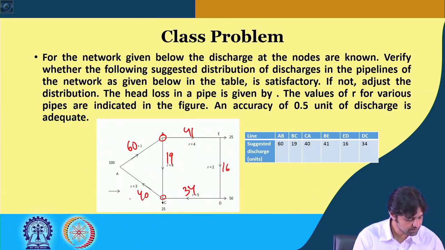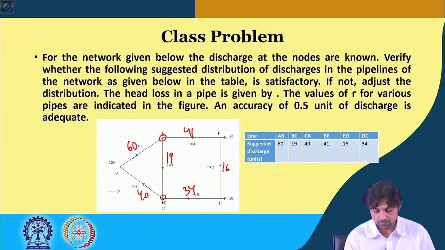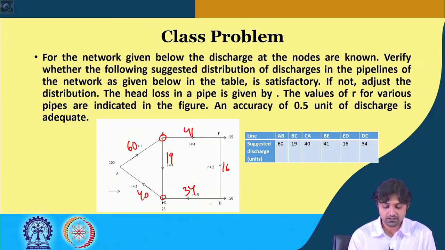So I think there is a little problem here, DC 34, ED 16, but anyways whatever these values are, we have to check if the Hardy-Cross method is applicable there or not, all right. So the continuity equation, actually this should not be 19, it should be 20, okay.